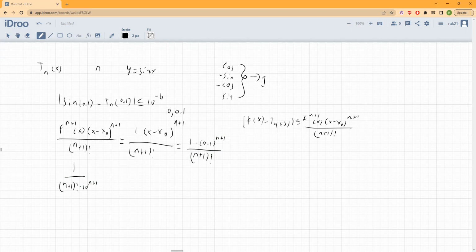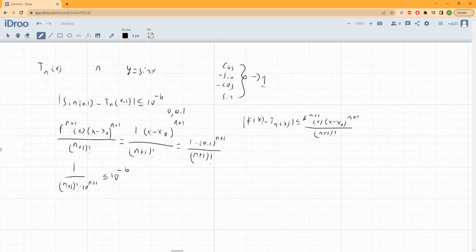So then what we know is that this 1 over (n+1) factorial times 10 to the power of n+1 has to be smaller than 10 to the power of negative 6, because that's what we're trying to find out. What n is this going to be smaller than 10 to the power of negative 6? Or past what n is this going to be smaller than 10 to the power of negative 6? So then we get smaller or equal to 10 to the power of negative 6. Sorry.